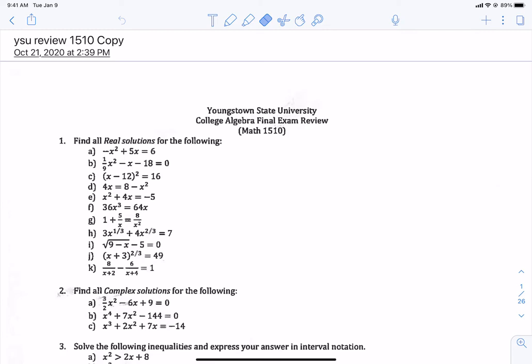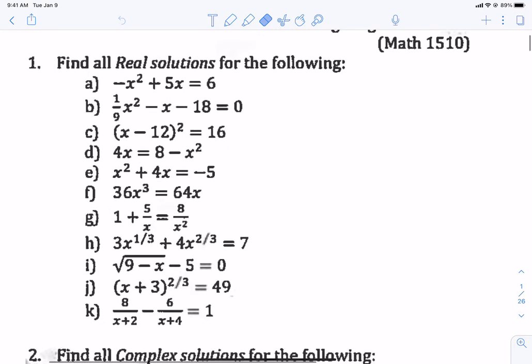Okay, so let's start with problem number 1. And problem number 1 says to find all real solutions. So for these ones, if you get to a point where there might be a complex, like an i in there, you don't have to go any further.